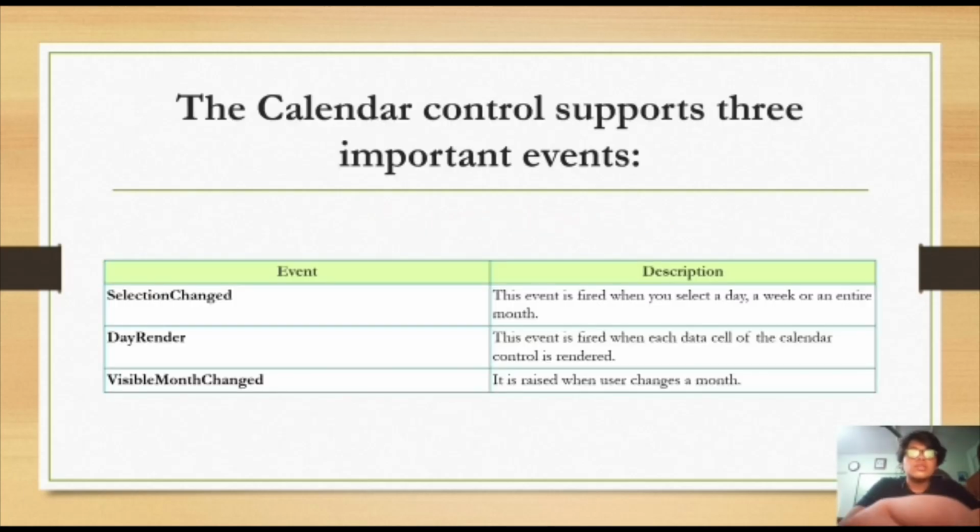The next slide tells that the calendar control supports 3 important events. First event is SelectionChanged. The event is fired when you select a date, a week or an entire month. The next event is DayRender. This event is fired when each data cell of the calendar control is rendered. The last event is VisibleMonthChanged. It is raised when the user changes a month.